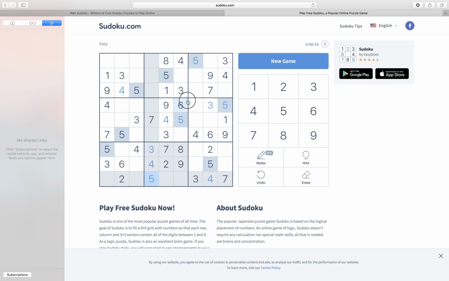Let's move on to 6. Okay, how many 6s are already present? Only 3. Let's move on to 7. How many 7s are already present? 5. 5 is a good enough number. So we'll start with 7. Let's see if we can fill.